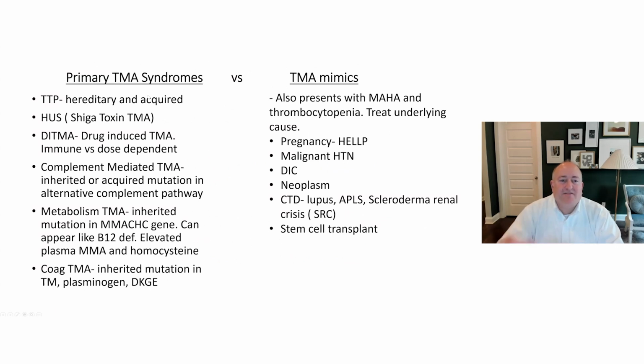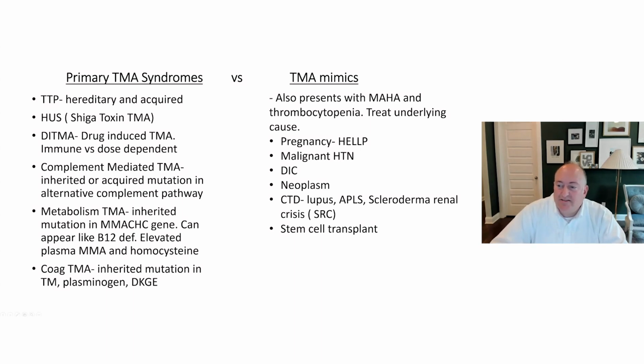All right, so this is just a list of all the primary TMA syndromes, and then TMA mimics. I'll start with actually TMA mimics. So when you have that TMA, hemolysis, MAHA, thrombocytopenia, so you make it a TMA, disease states can do that. For instance, HELLP syndrome can do that. Malignant hypertension can cause a TMA-like syndrome. DIC causes a TMA with schistocytes. You'll also have a coagulopathy.